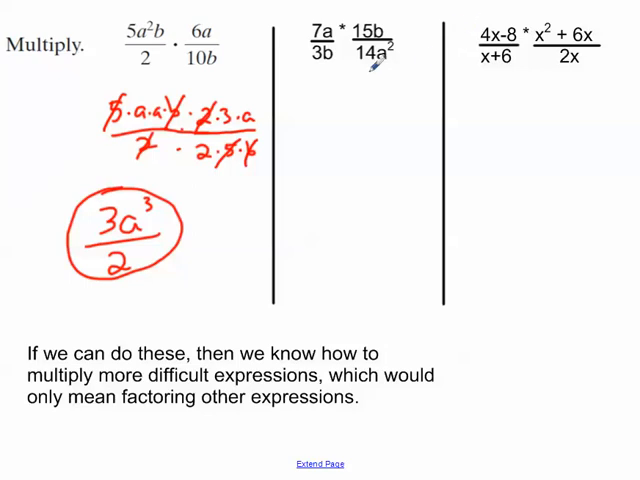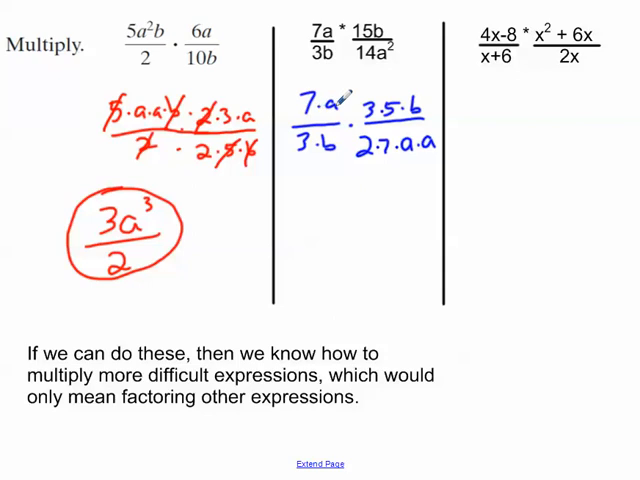Let's see. All right, so if I've got 7a over 3b times 15b over 14a squared, well, let's factor it out. I've got 7 times a over 3 times b times 15 is 3 times 5 times b, because we're going to prime factorization. 15 factors to 3 times 5. 14a squared factors to 14 is 2 times 7. A squared is a times a.